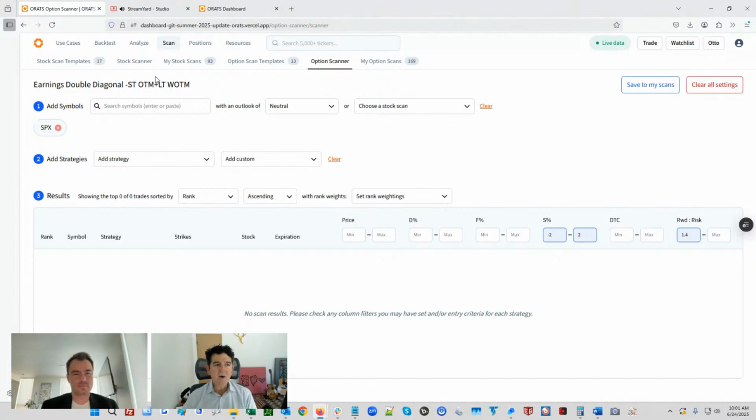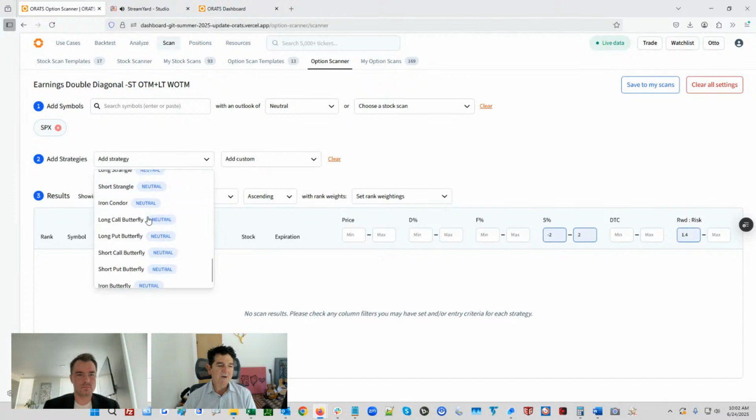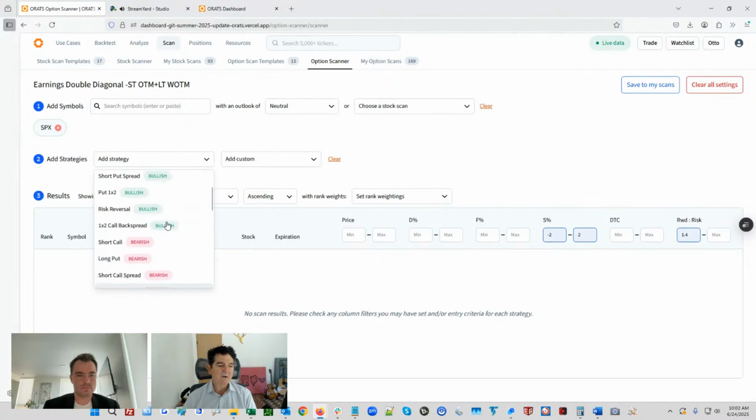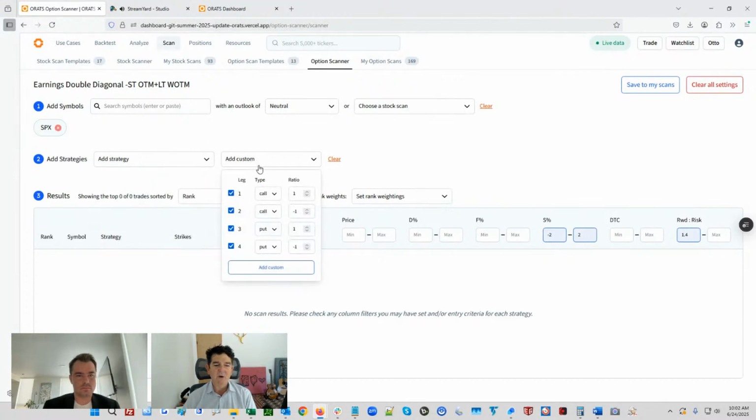To get to the scanner, you go to the scan, and then there's an option scanner. There's a stock scanner, and then we have templates, and then you could also save your own scan. So that's what all of the tabs are above. What we're going to be doing is building a custom scan. You could add strategies that are here, but if you don't find your strategy there, then you could add a custom one. And so we have 4 legs. You could choose 3 legs or 4 legs, and add your custom strategy.